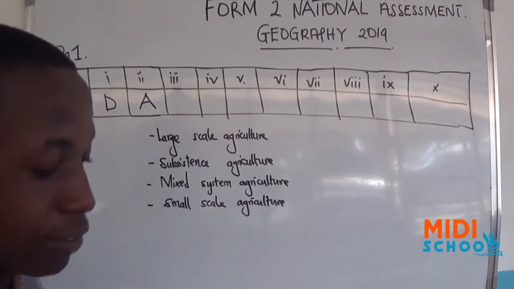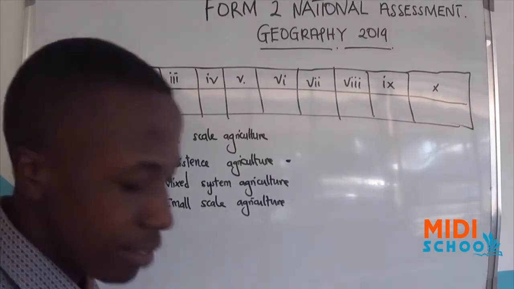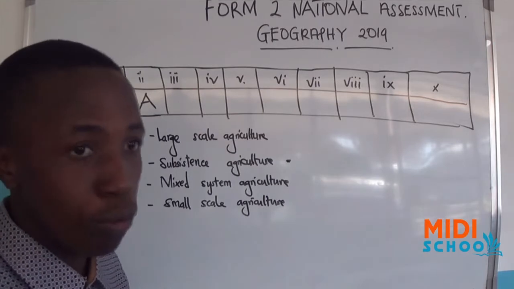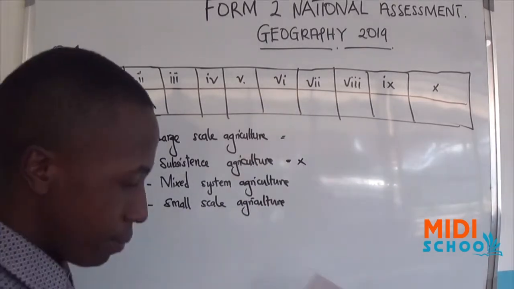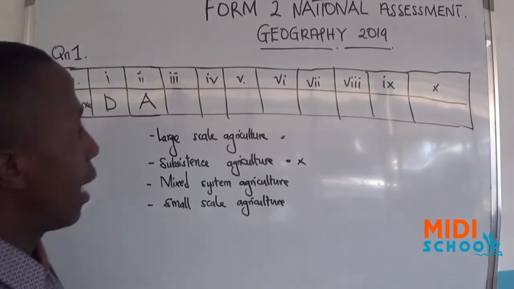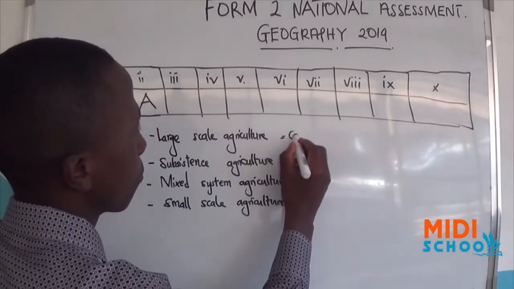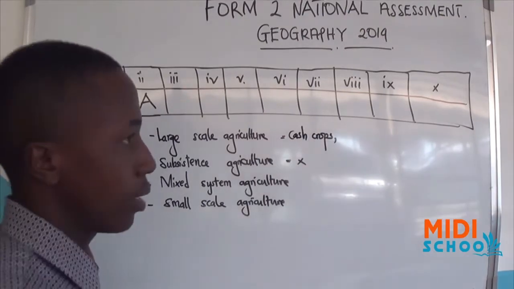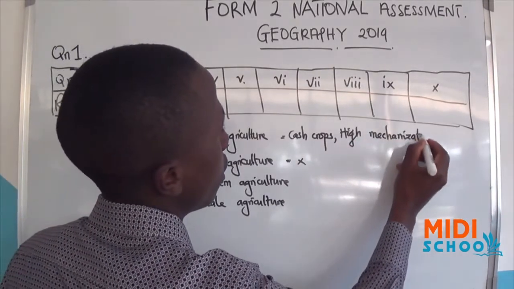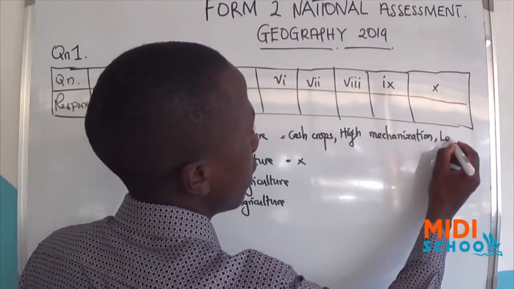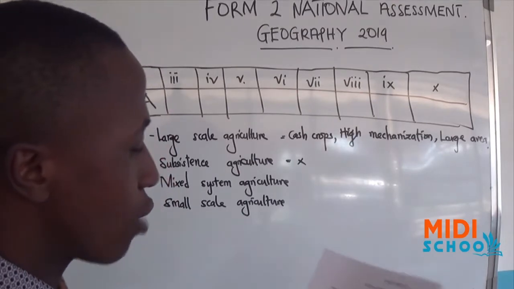Our question asks: the cultivation of cash crops based on application of advanced technology is called. For subsistence agriculture, as I've said earlier, this agriculture involves the cultivation of food crops specifically for food. So this is not true, but B is large scale agriculture. Exactly. Large scale agriculture involves the cultivation of cash crops, with high mechanization, and it takes place in a large area. So for this question, our answer is B.